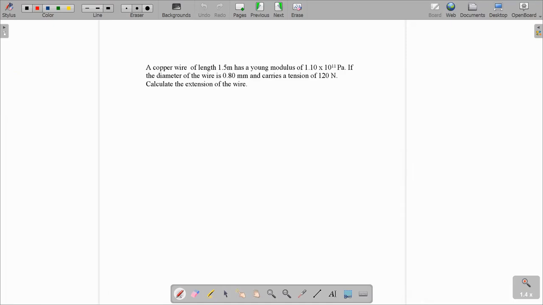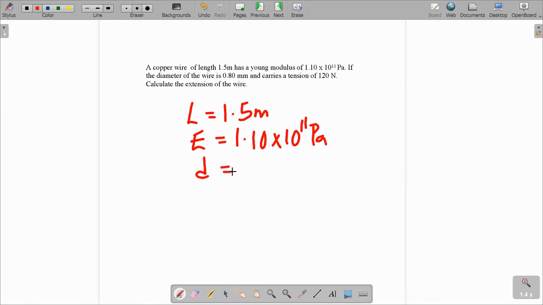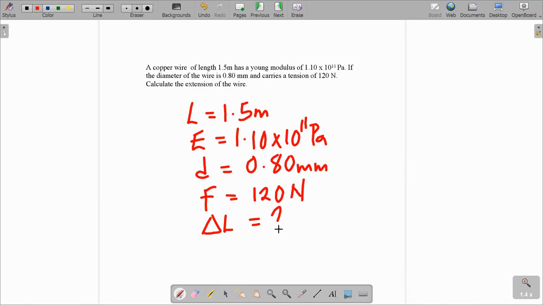Now we write out our parameters. The length of the wire L is equal to 1.5 meter. The Young modulus E is equal to 1.10 times 10 to the power of 11 Pascal. The diameter is equal to 0.80 millimeter. The tension is the same as the force. Force is equal to 120 Newton. What they ask us to find is the extension, which is the change in length. We don't know it. All right.